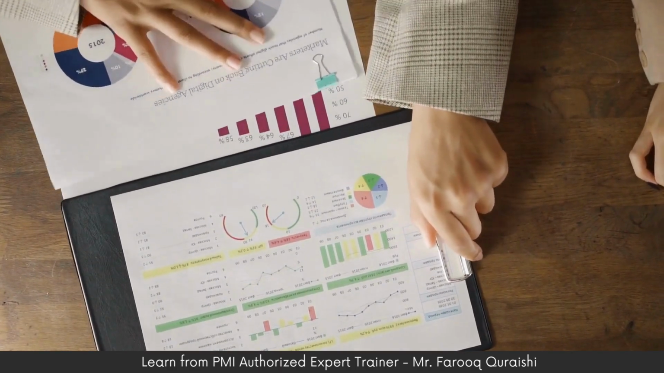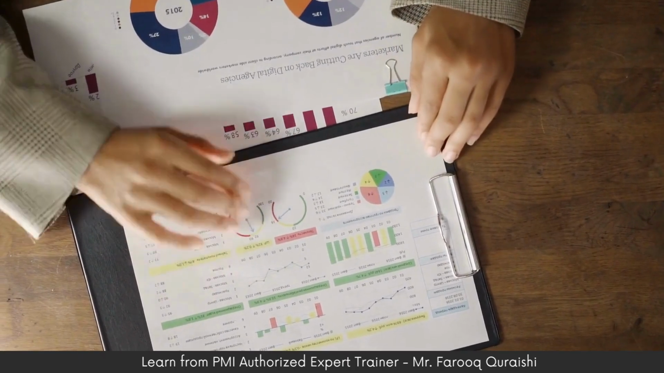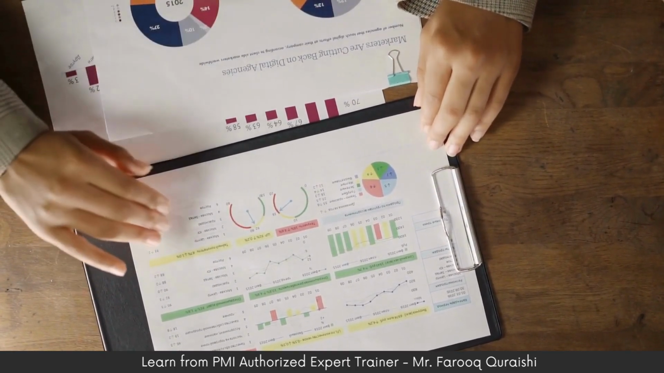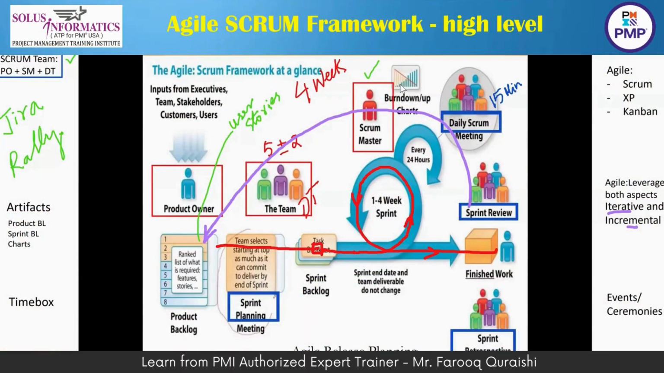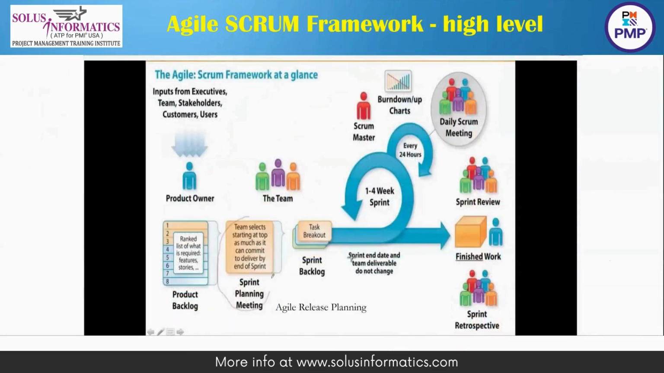The burn up and burn down charts, the two charts, one is the burn up chart, the other is the burn down chart. They are information radiators. In the following slides, I will show you how they look. The burn down chart shows the amount of work remaining, and the burn up chart shows the amount of work completed. In detail, we will see it in the following slides.